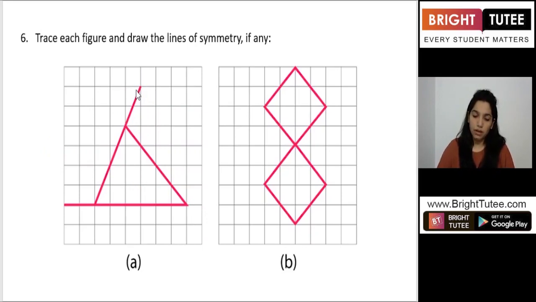Okay, now let's look at the next one. Here clearly we can draw this as the straight line, which can act as the line of symmetry.